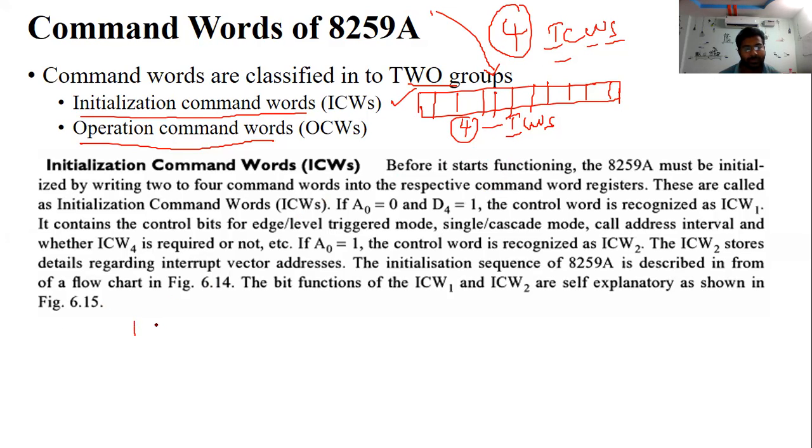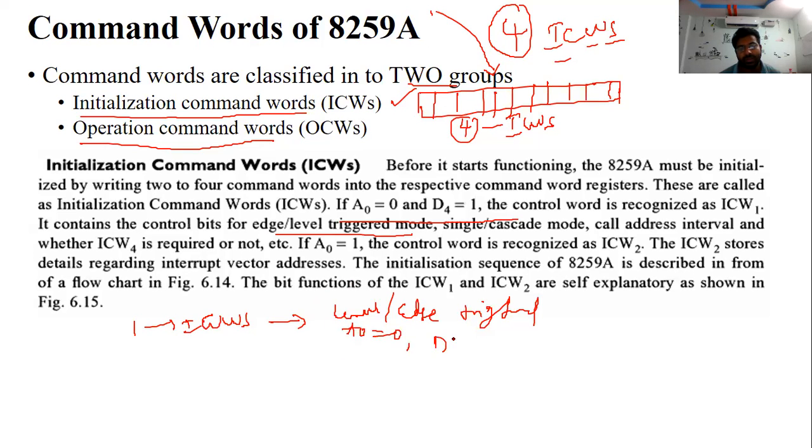The first ICW is used to select level or edge triggered mode. In this one, A0 is equal to 0, then D4 is equal to 1. This is an 8-bit register. You know that? All the registers that are used in 8259A are 8-bit registers.